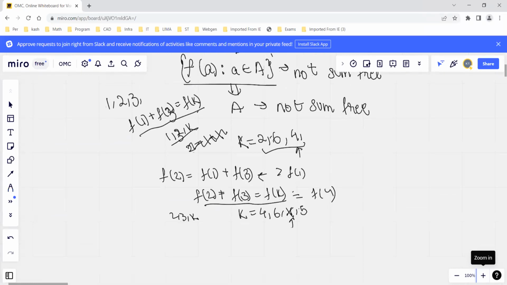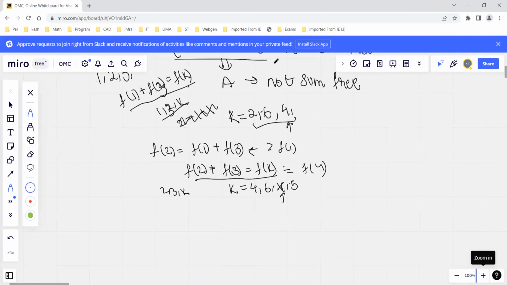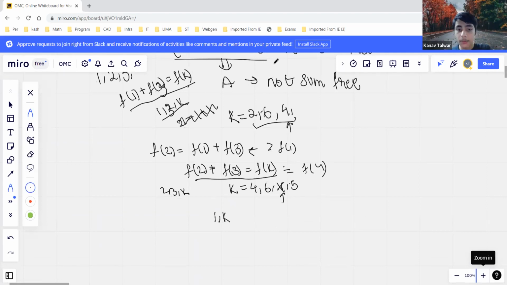Yes. How? 1 comma k. No. Okay, so what value of k, right? It cannot be equal to 2.